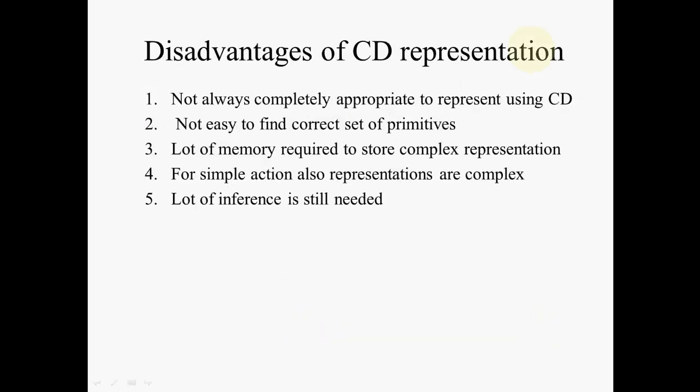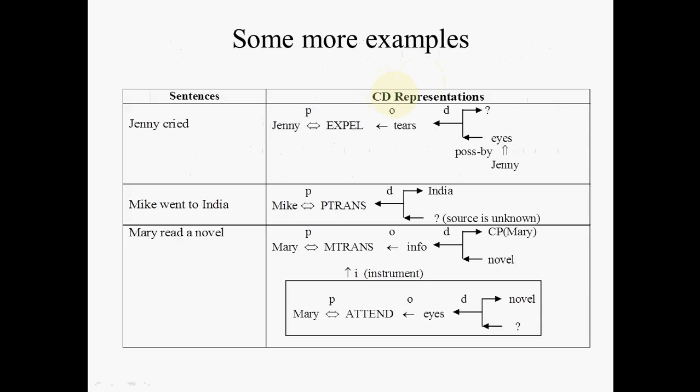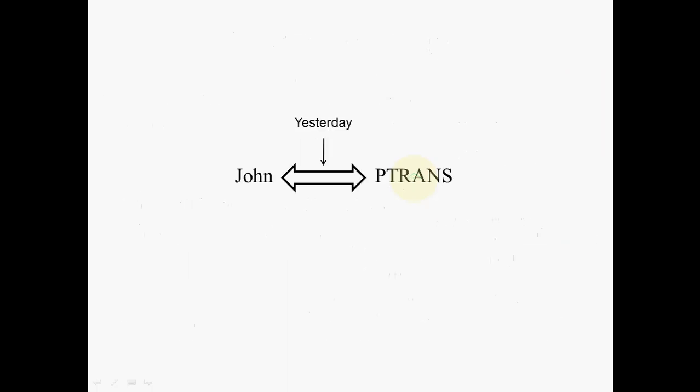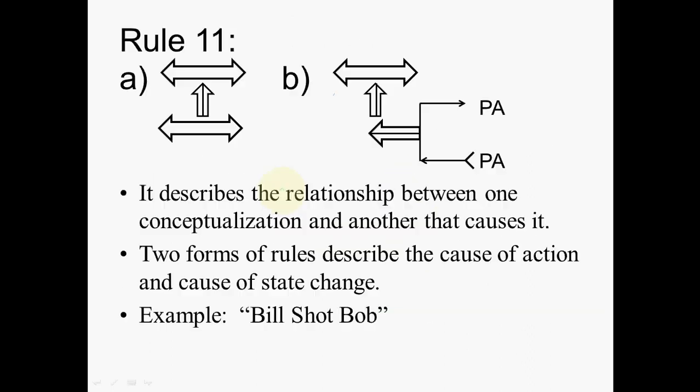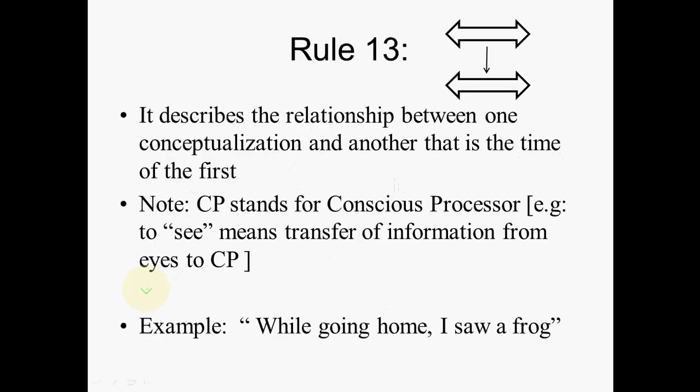Now, what are the disadvantages of conceptual dependency representation? The very first disadvantage, it is not always completely appropriate to represent using CD. Why it is not always appropriate is because the sentence might be very simple, like Bill shot Bob. Okay, you see this sentence, it is very small, but see what kind of complex representation that you're going to get. So it may not be always appropriate to represent every sentence into conceptual dependency.